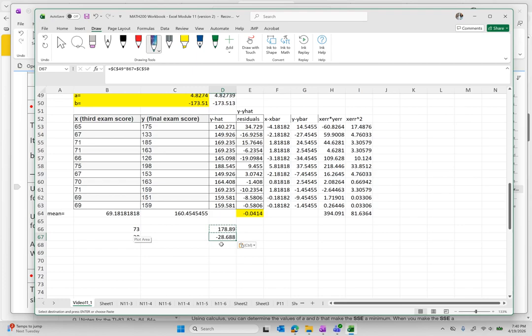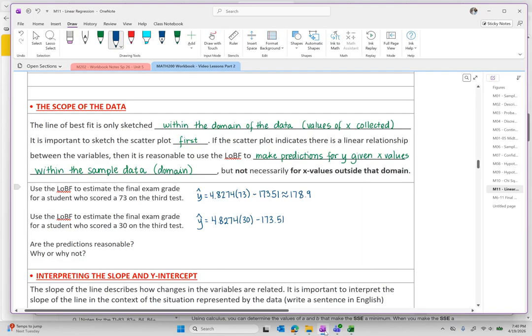So here it says that the final exam grade would be negative 28.7. Is that a reasonable estimation? If we are talking about a final exam grade, a negative grade does not make sense. So are the predictions reasonable? Well, the y hat for 30 is not reasonable, and that is because it is a negative score. Why is it unreasonable? It is unreasonable because the value of x is way outside and very far away from the scope of the data.